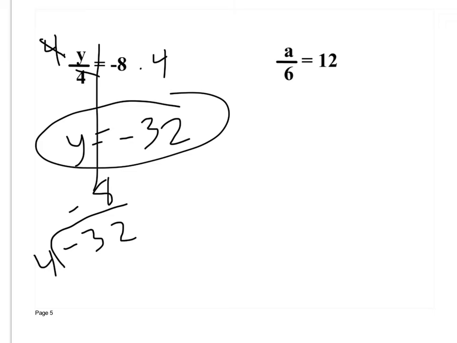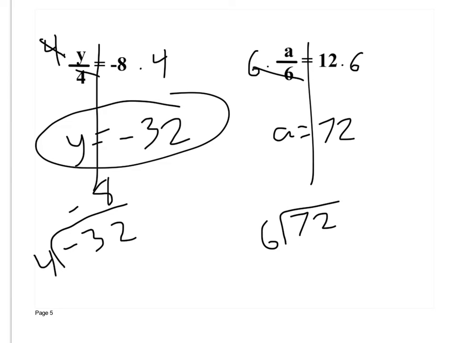a divided by 6 equals 12. I am dividing a by 6, so I do the opposite of it, which is times by 6. What is 12 times 6? 72. What is 72 divided by 6? 12. Okay, so a must be 72.